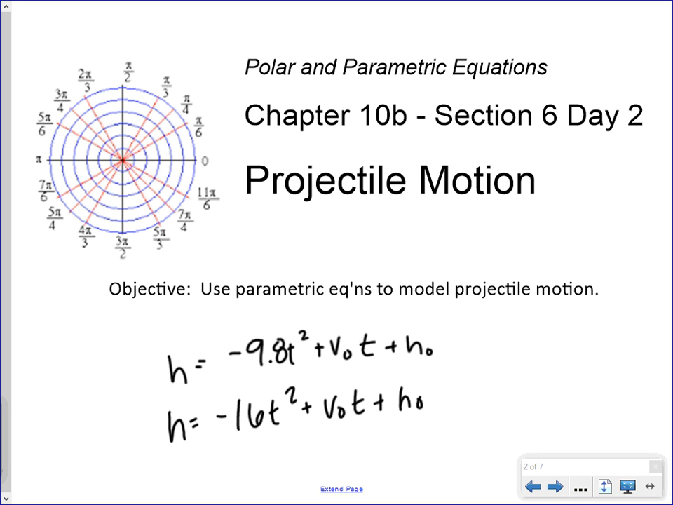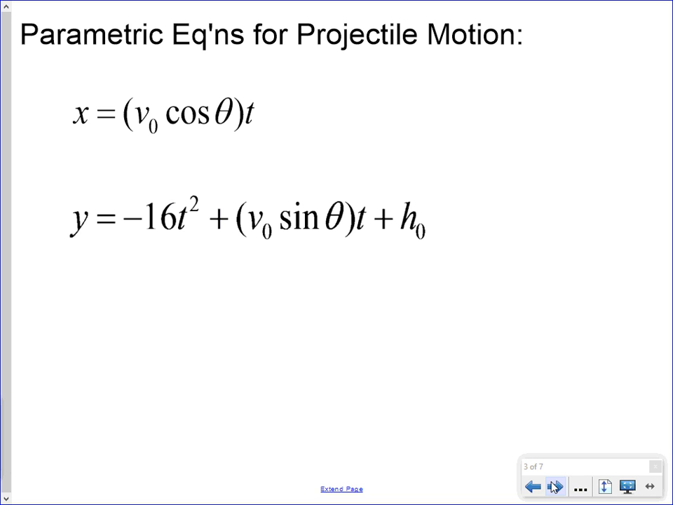And we're basically going to work with that bottom equation because, again, most of the time in math class, we work in the units that we use here in the United States. So we're working with the negative 16 feet per second. And the big difference today is we're going to be looking at projectile motion in terms of parametric equations. So I'm going to take this, which I would consider a rectangular equation, and I'm going to change it into parametric equations. So here are your formulas basically for parametric equations of projectile motion.